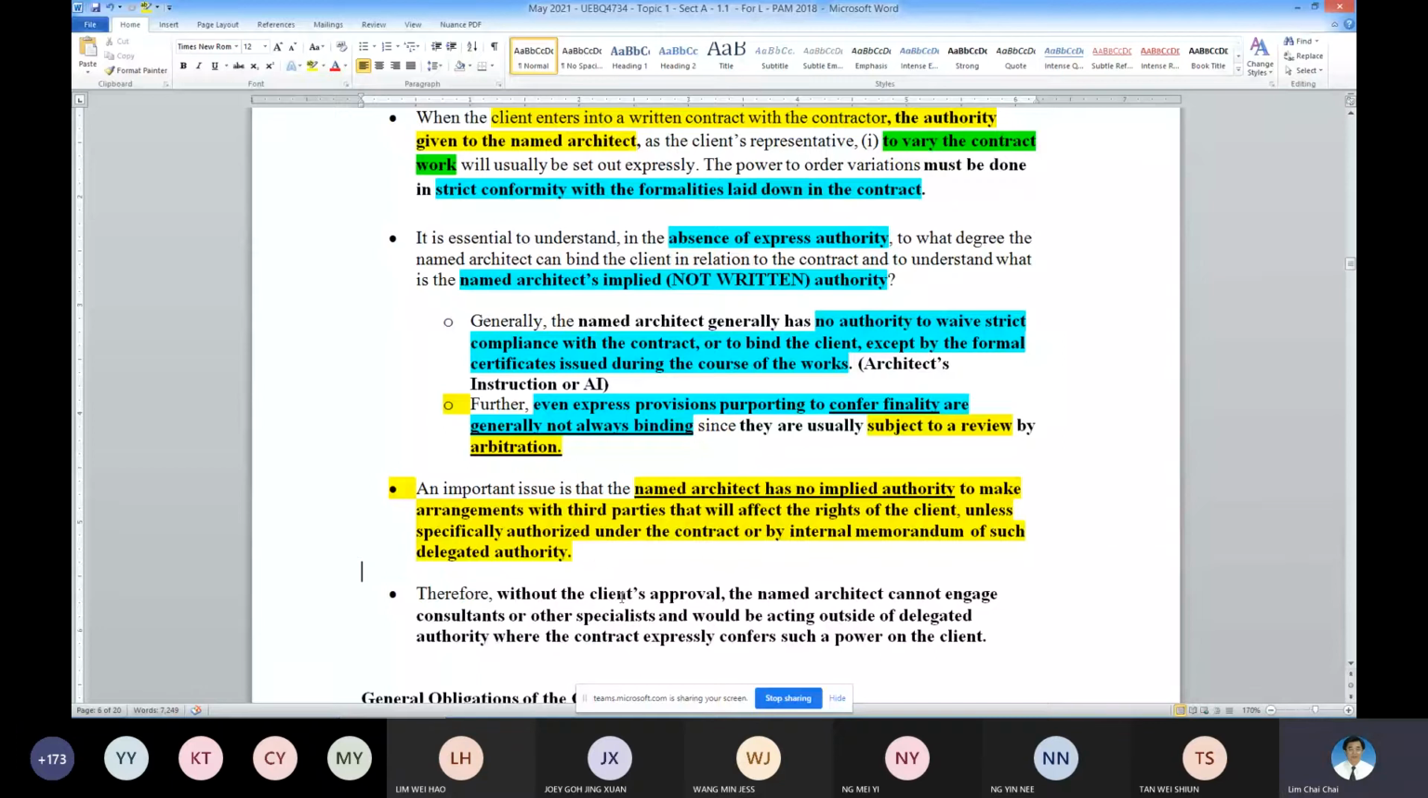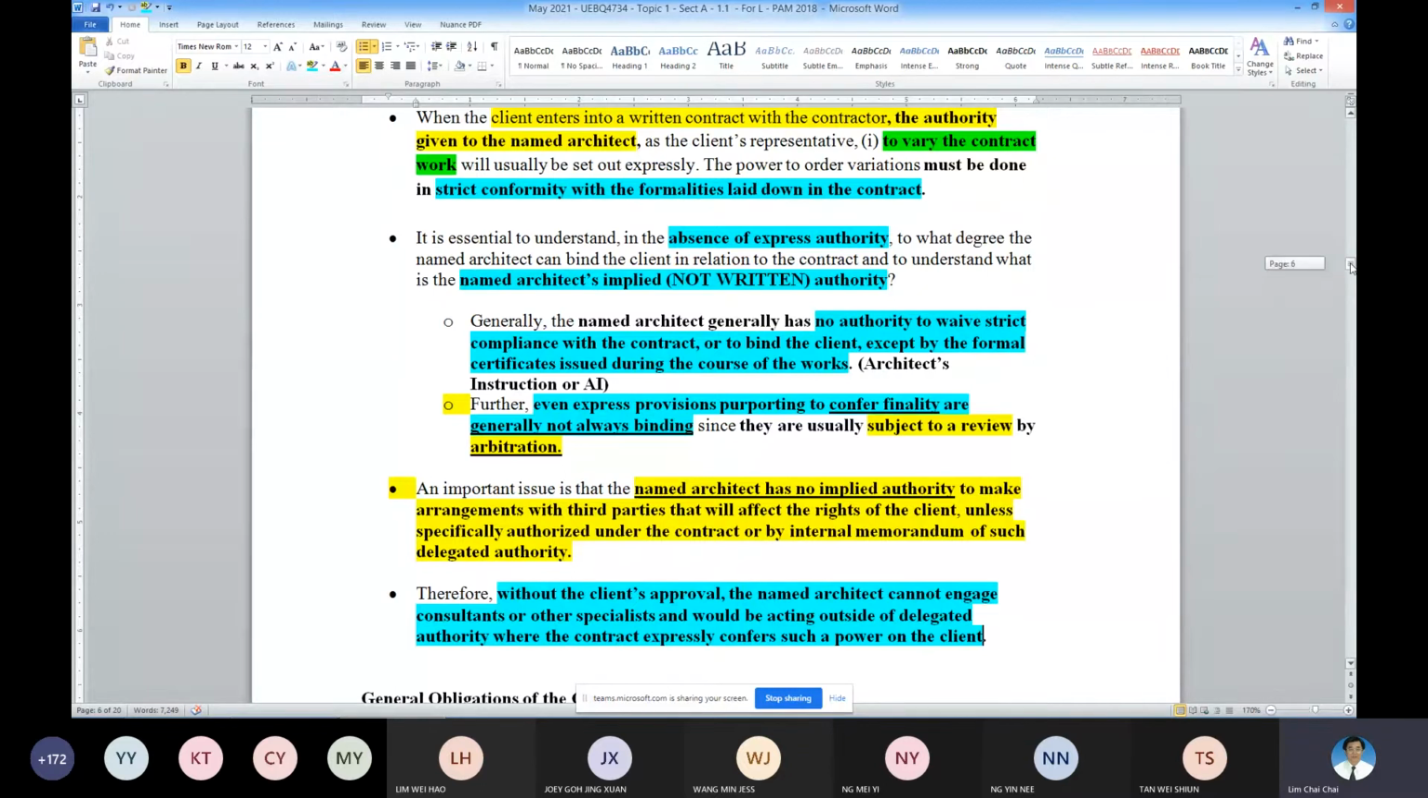Without the client's approval, architect cannot simply go and change the rights of the employer or the contractor or everyone. You can't, because that is outside your power. Only within the power you can do that. So without the client's approval, architect cannot engage consultants or other specialists because it will be acting outside the authority. Okay, so unless the employer says so.